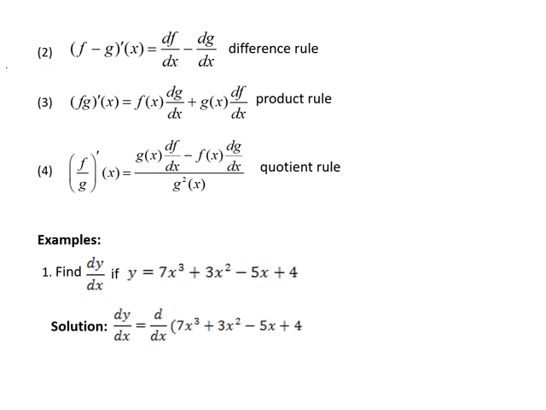Now let's move to the examples. We are starting from the sums now. Find dy dx if y equals 7s raised to the power 3 plus 3s squared minus 5s plus 4. So let's now differentiate this.